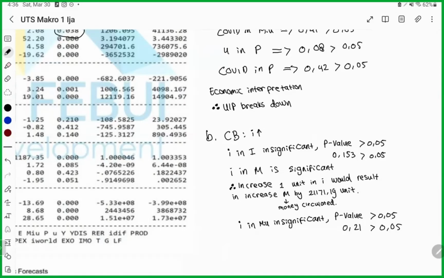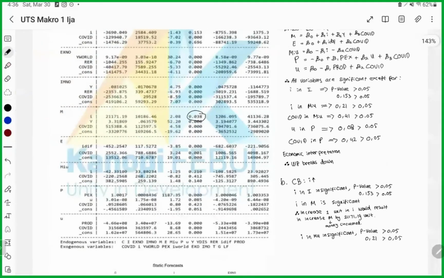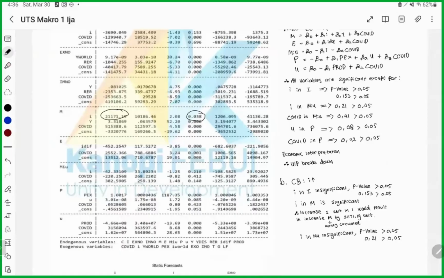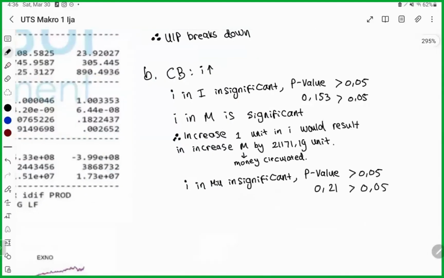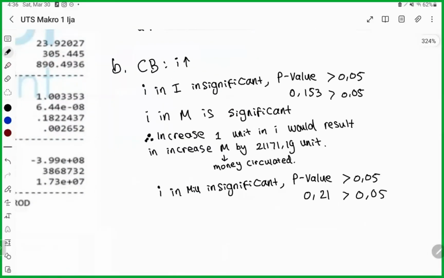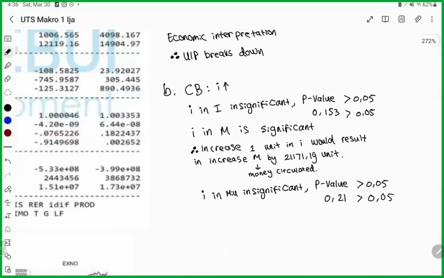So you should interpret this. An increase of 1 unit in interest rate would result in an increase in M by, you can see the coefficient in here, you just have to copy paste it, by this number of units. And if you want to replace the M with money circulated, it is also fine. But remember, you should really make sure what this variable means.